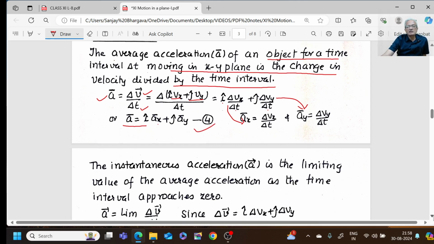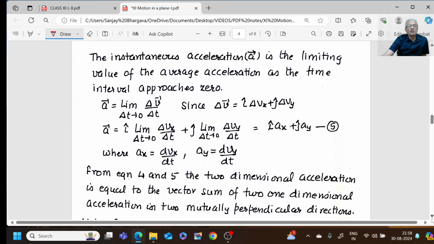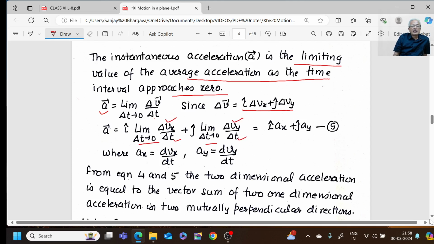Instantaneous acceleration is nothing but the limiting value of average acceleration as the time interval approaches 0. So instantaneous acceleration is limit delta t tending to 0 of delta v by delta t. Since delta v is i of delta vx plus j of delta vy, I get i of limit delta t tending to 0 delta vx by delta t, plus j of limit delta t tending to 0 delta vy by delta t, which can be written as i of ax plus j of ay.